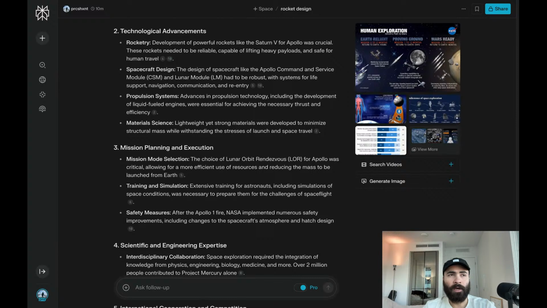Alignment, support, one mission. That is really important. Smart people. We have a lot of smart people. Rocketry: development of powerful rockets like the Saturn V for Apollo was crucial. These rockets needed to be reliable, capable of lifting heavy payloads, and safe for human travel.